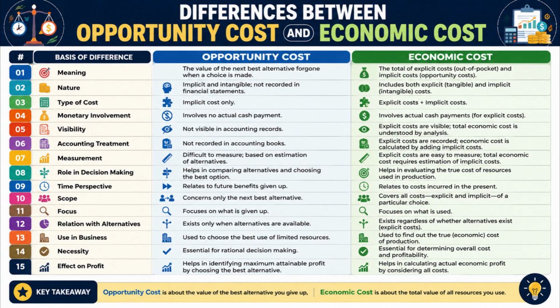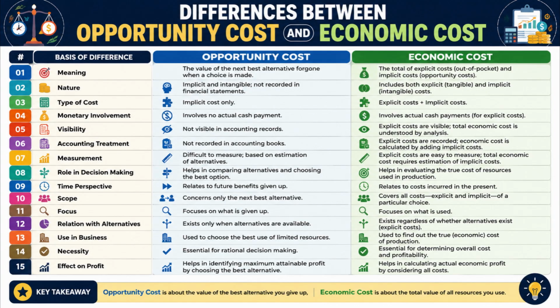Number 14. Opportunity cost is essential for rational decision-making, whereas economic cost is essential for evaluating profitability and efficiency. Number 15. Opportunity cost helps maximize potential profit by choosing the best alternative, whereas economic cost helps calculate actual economic profit by considering all relevant costs.